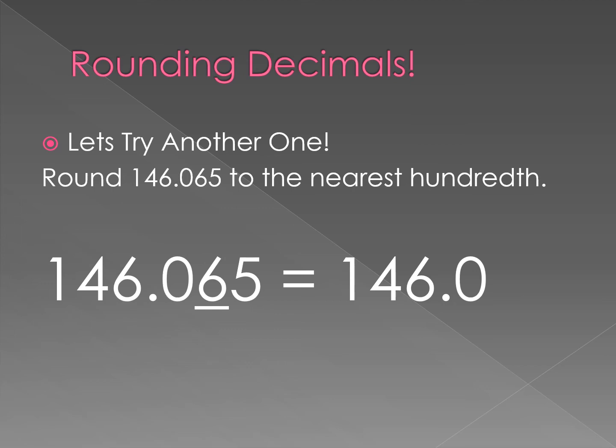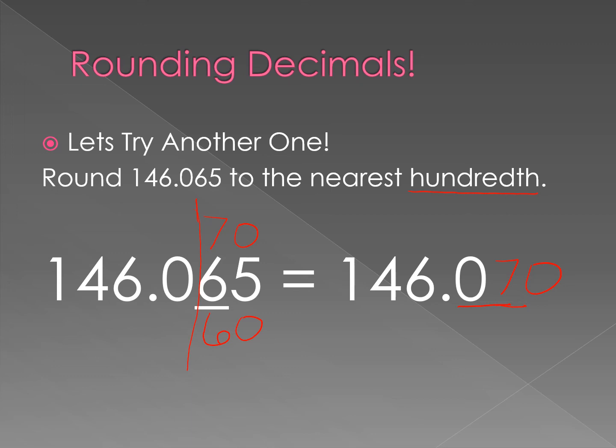So let's try another one. 146 and 65 hundredths. Let's round that number to the nearest hundredth place. So we know that the 6 is in the hundredth place. If I decide what two bookends, 65 is in between 60 and 70. Nothing in front of it is going to change. We're just rounding to the hundredth place. So 65 is closer to 70. So then the answer would be 146 and 70 hundredths, I'm sorry, 70 thousandths, or 7 hundredths. We don't have to have the 0.